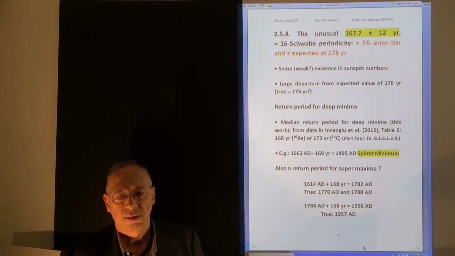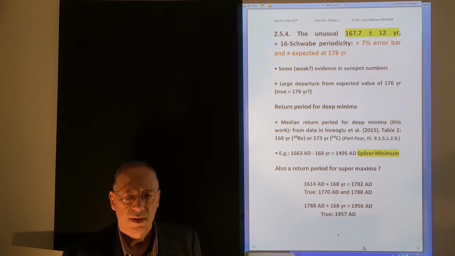Is this period also a return period for super maxima? There are some indications that this is the case. So this 16 Schwabe cycle periodicity would not be entirely detrimental, would not be an occasion only for excursions in solar behavior which amount to a deficiency, but would be a fluctuation that would be particularly sharp both in default and in excess.